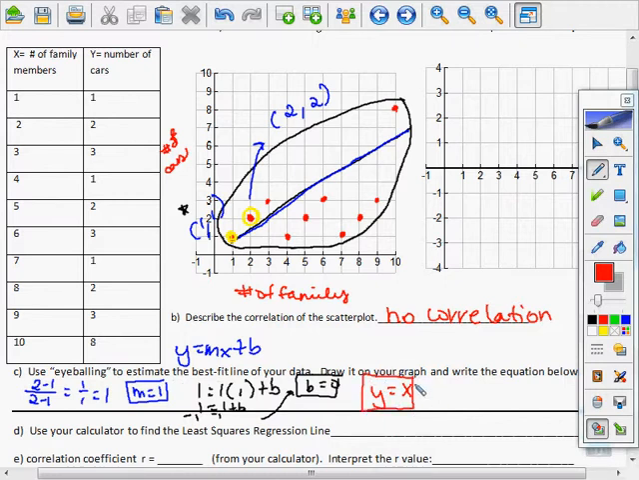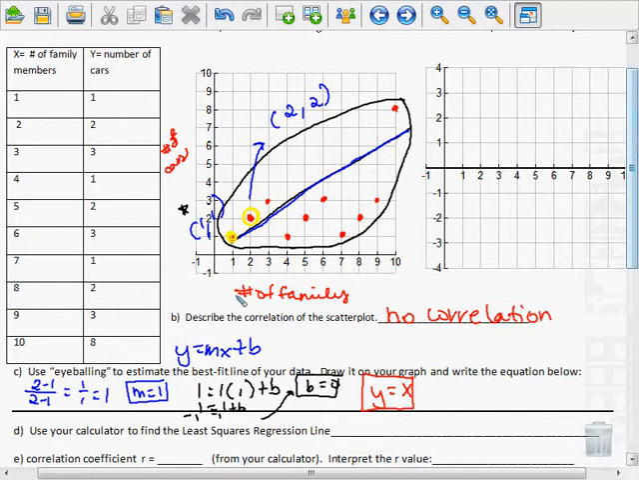Now, based on this equation, because x stands for the number of family members and y stands for the number of cars, this means however many family members I have in my family, that's the number of cars that we're going to have. Now, as you can tell, that's not always the case. If you have 6, is the 6 up here? No. So we can already tell that this isn't really a good line of best fit. But we're going to keep going with it just to kind of show you mathematically why we know.